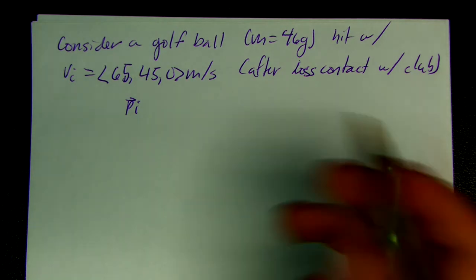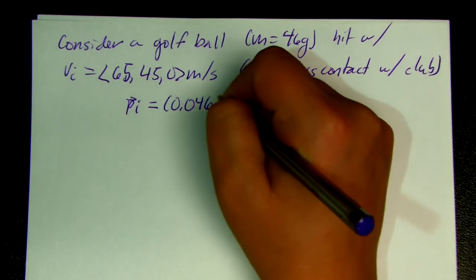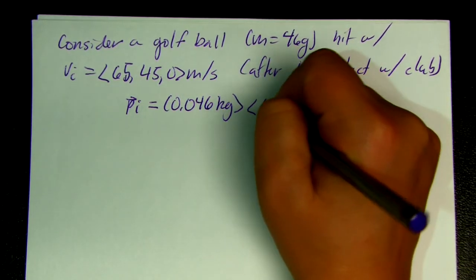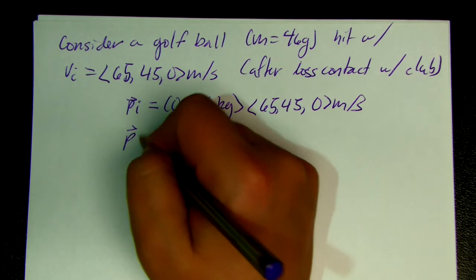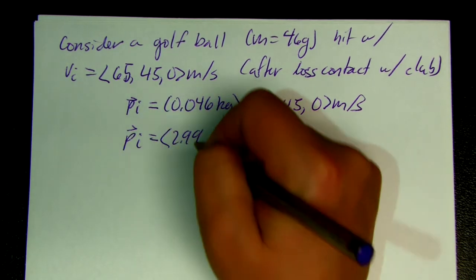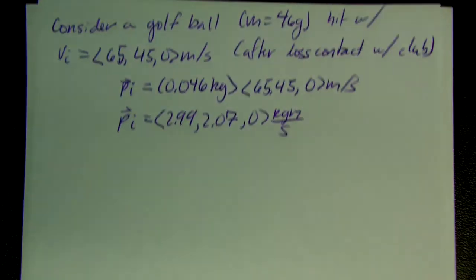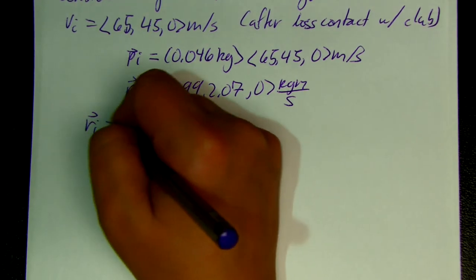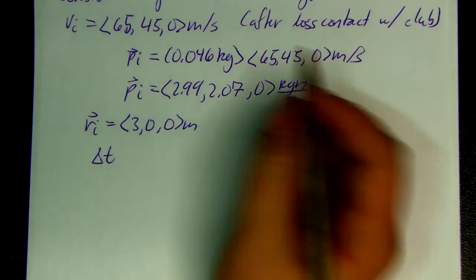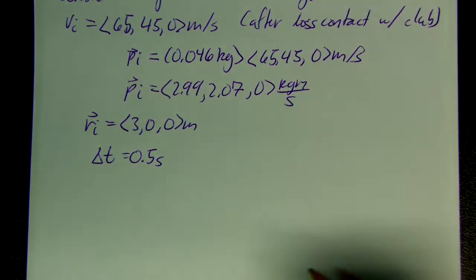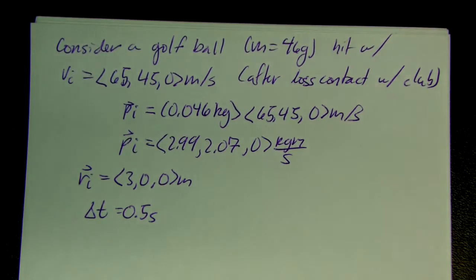Okay, so to do the iterative method, we're going to need the initial momentum. So this is going to be equal to 0.046 kilograms times <65, 45, 0> meters per second. Initial momentum is equal to <2.99, 2.070, 0> kilogram meters per second. And our initial position, which is given, is <0, 300, 0> meters. And we're going to use delta t, which is given, of 0.5 seconds. Okay, so now we have everything we need to begin iterating through this problem.